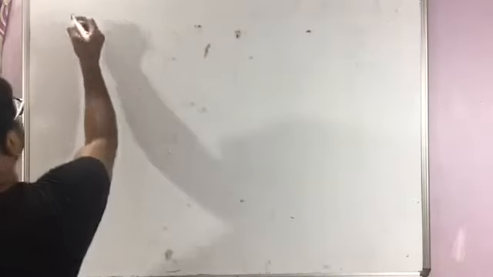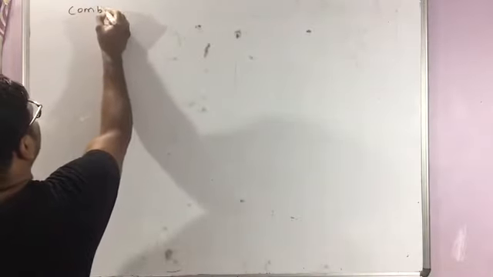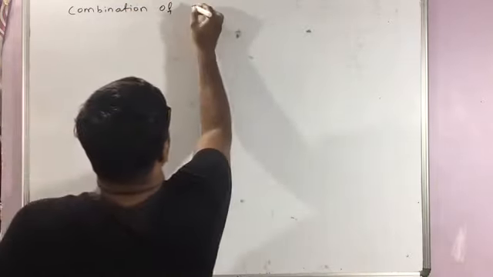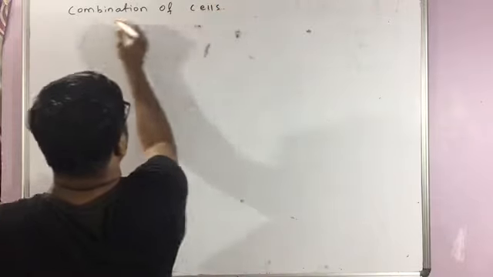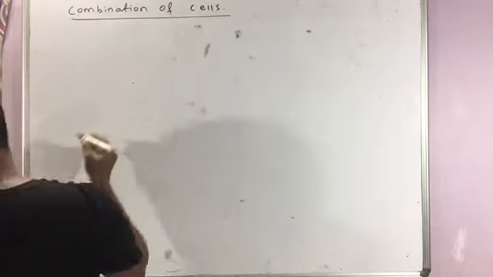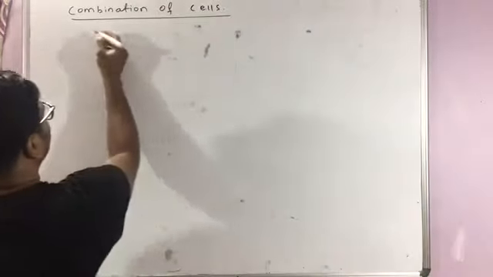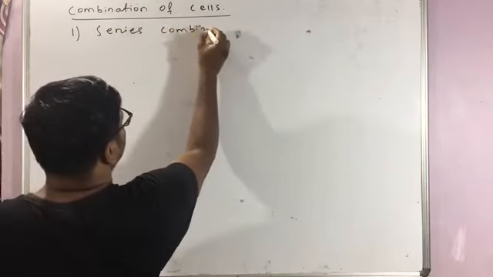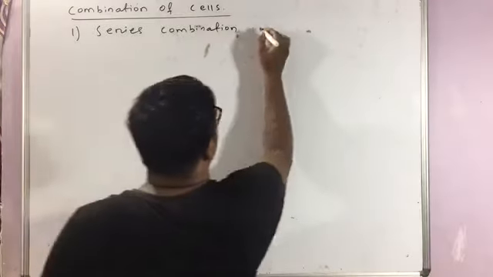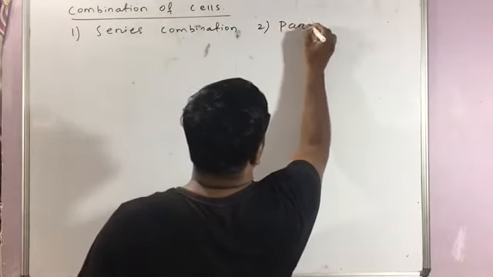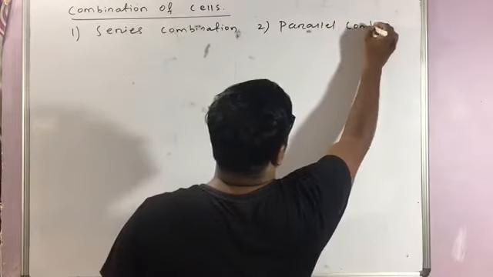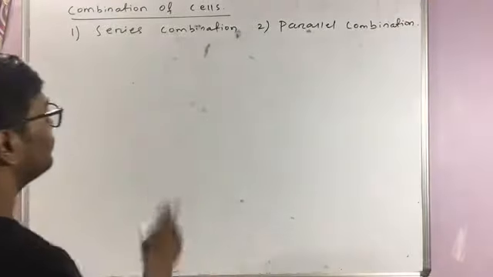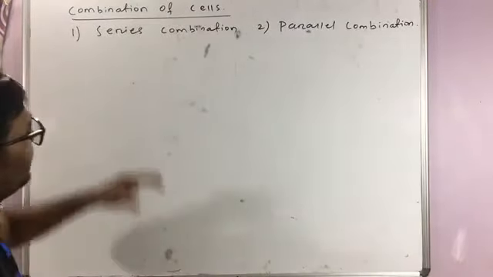So today's topic is combination of cells. Two varieties of combinations are there. One, series combination, and second one, parallel combination. So to know the series combination and parallel combination, let me explain to you.